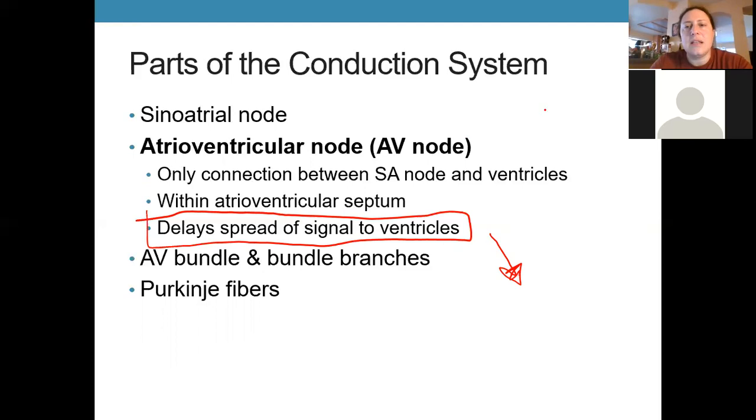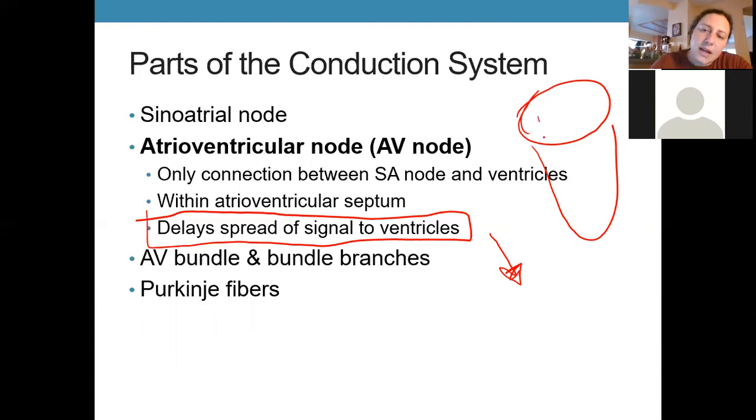That's because we need the atria to contract before the ventricles contract. Because when the atria contract, they send the last bit of blood into the ventricles to fill them so that when they contract, they're able to send an appropriate amount of blood out of the heart. So if they all contracted at the same time, that wouldn't work very well. So instead, we have this delay built into the system so that the atria contract first and then the ventricles contract.